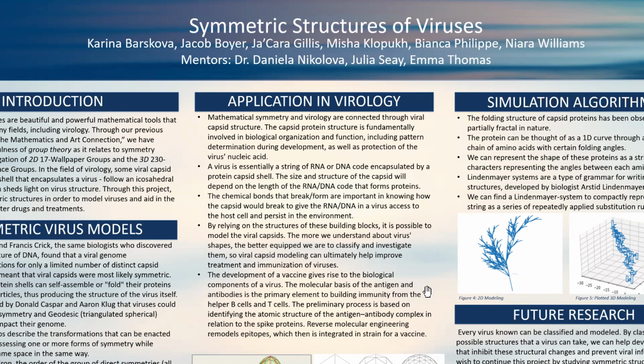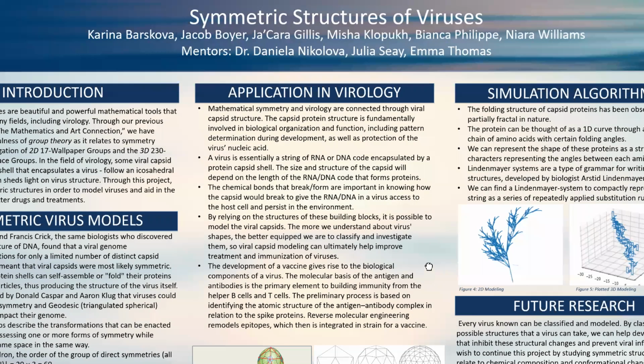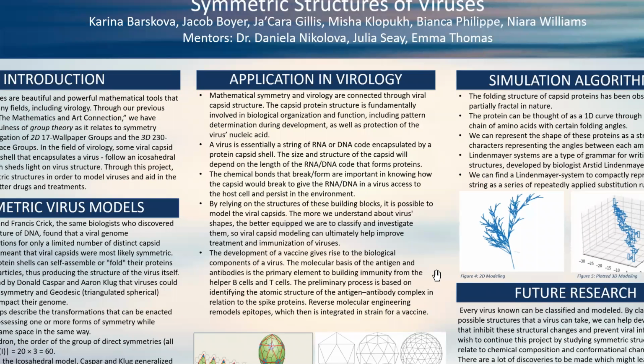To combat the persistence of viruses, vaccines are used. The process includes identification of the atomic structure or antigen-antibody complex in relation to the spike proteins. Once established, reverse molecular engineering remodels epitopes and integrates the strain for a vaccine.